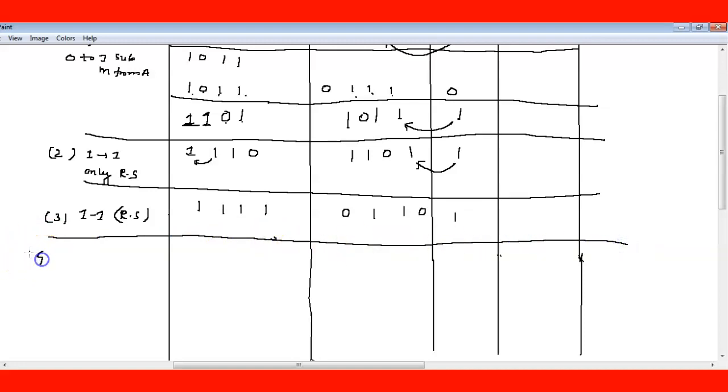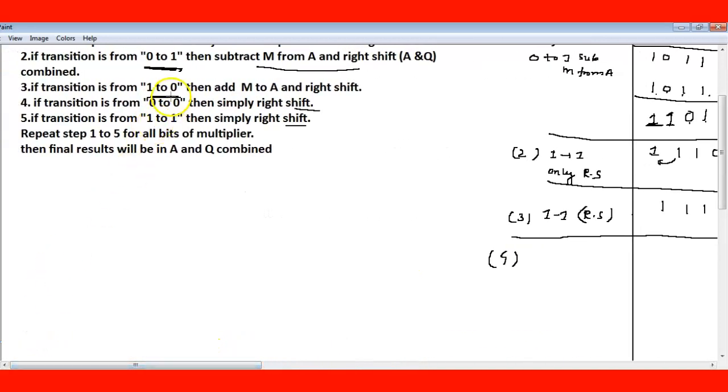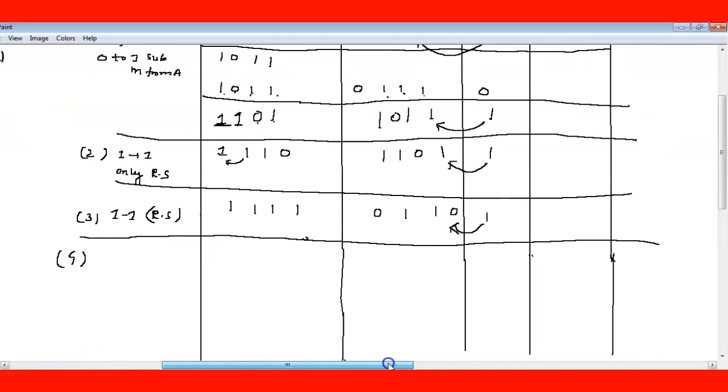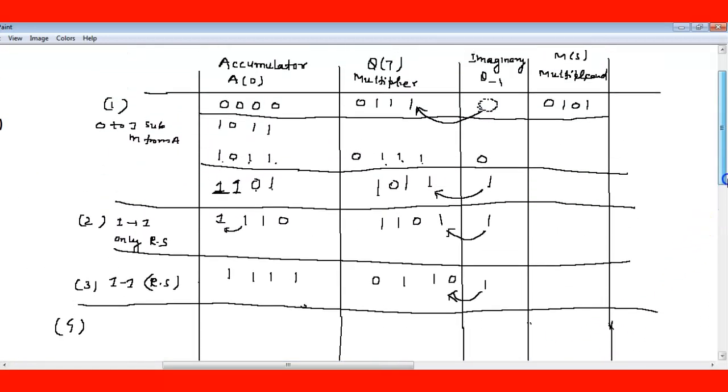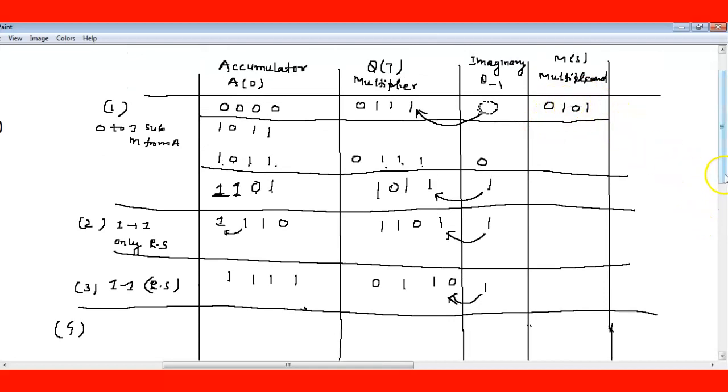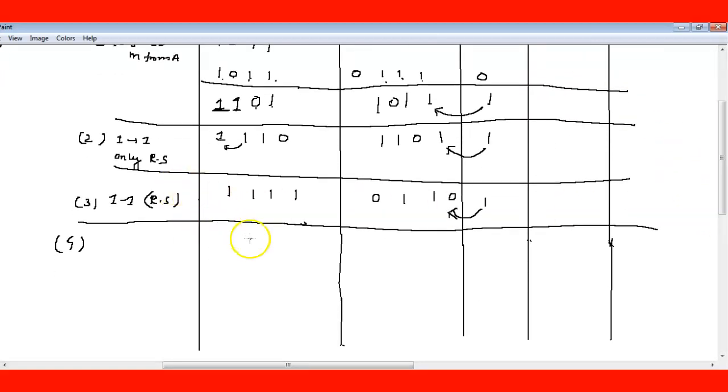Now the last step, step 4. Now again here this one, 1 to 0. So when the transition is from 1 to 0, then add M to A. Add M means just adding the M value. M value is 5, so we will add 5 to this.